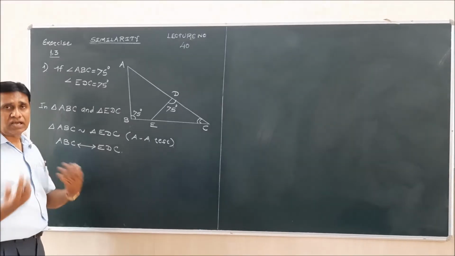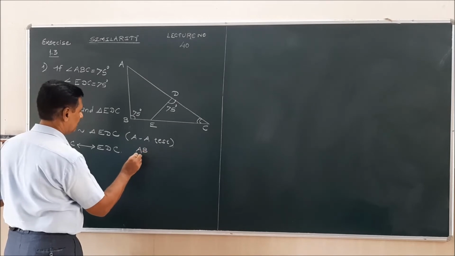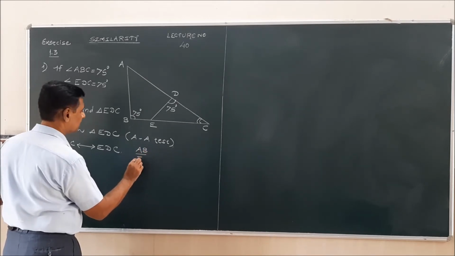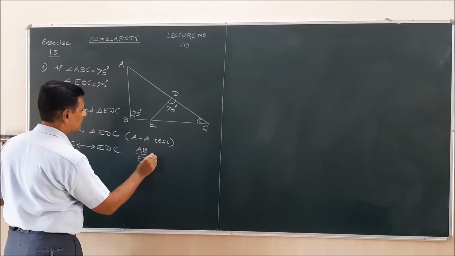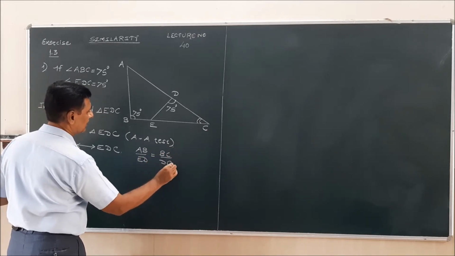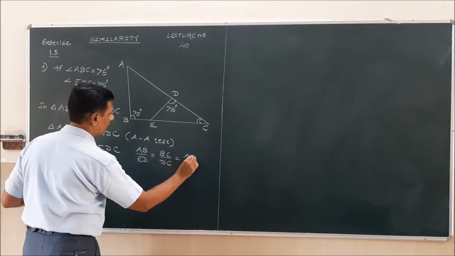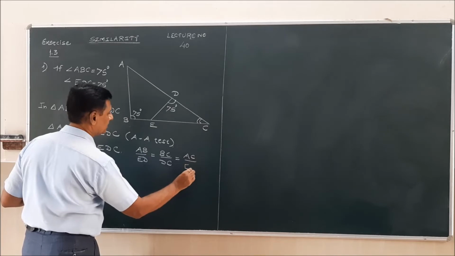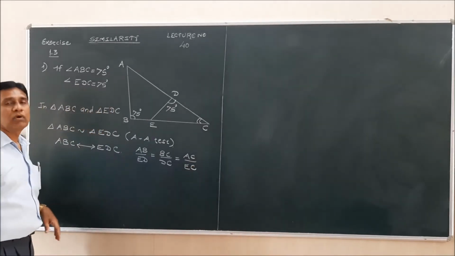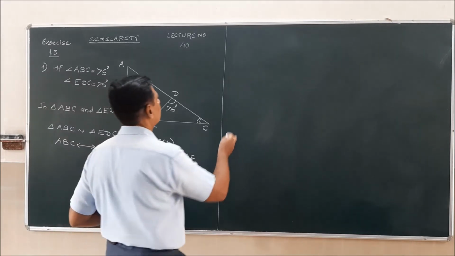So this is how these two triangles are similar by this. Moreover, it is not asked in the question, but I am still writing AB upon ED, that is equal to BC upon DC, that is equal to AC upon EC, corresponding sides of similar triangles. Okay. Here I finished question number 1. Now I am going to do question number 2 here.